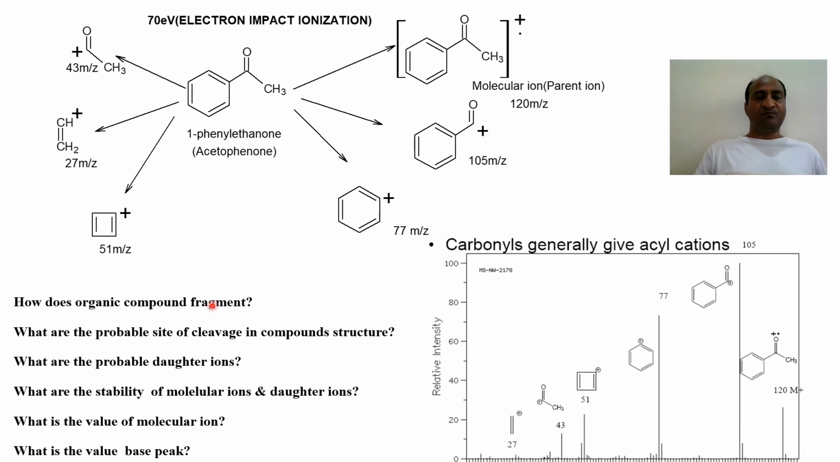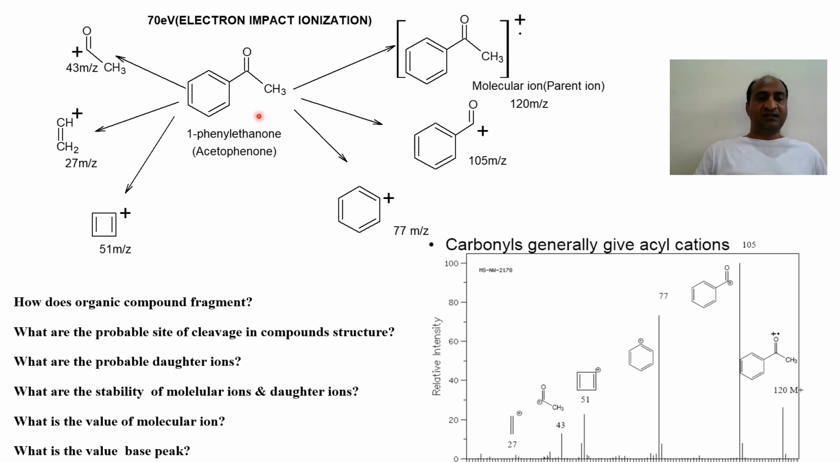So how does an organic compound fragment and what are the probable sites of cleavage? Because one compound can fragment from different places. For example, here from the CH3 you get this fragment. Here from the benzene ring and CO, you get this fragment. So both probabilities are there. Either breakage from here is possible, giving an acyl cation, or breakage from here gives you CH3 double bond CO plus. Those probabilities you should know.